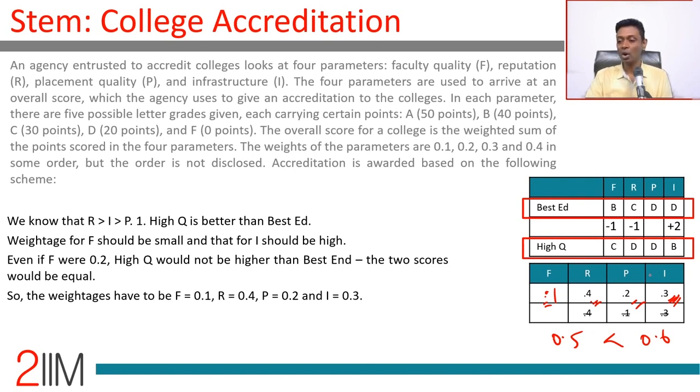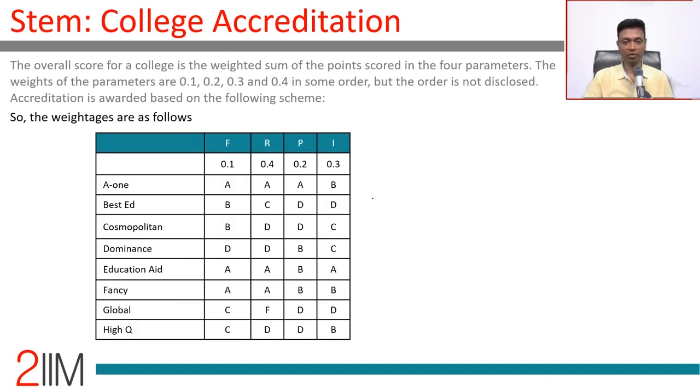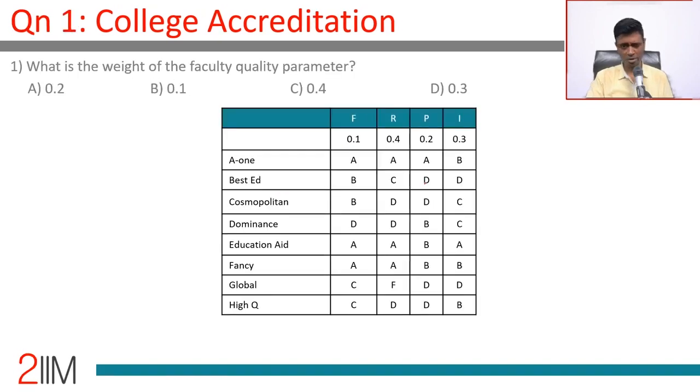And so how much higher Q does better in I offsets clearly how much best ed does better in F and R, or these have to be the weightages. Once you've got the weightages, answering the question should be far simpler. And so the weightages are 0.1, 0.4, 0.2, and 0.3. Now let's go for the questions.